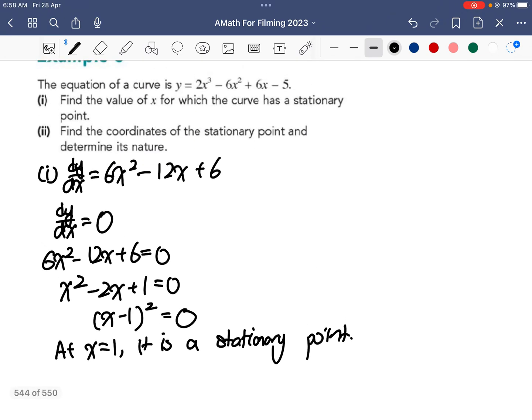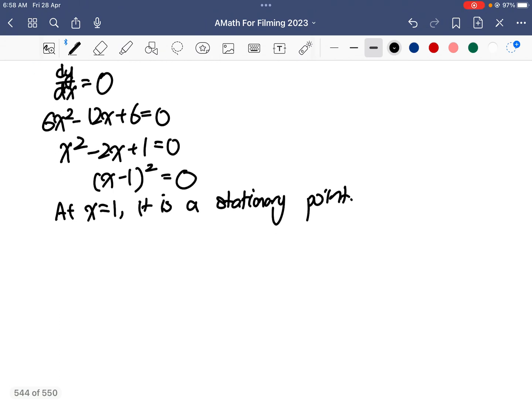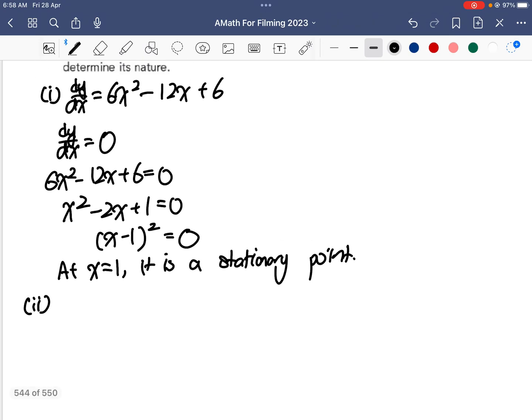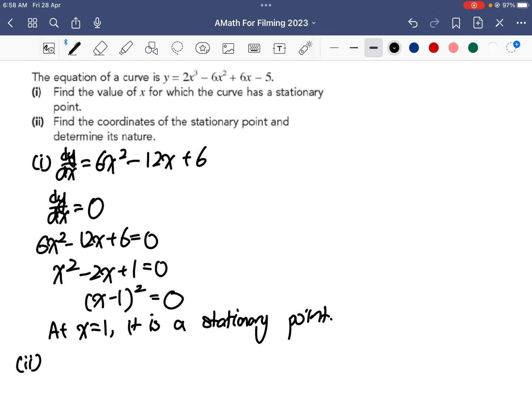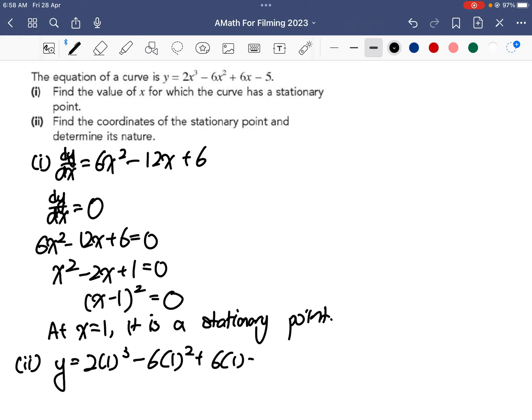Okay, now what I want to do is find the coordinates of the stationary point in part 2. So I need to substitute it into my original equation. For x equals 1, this is my equation here. So y is equal to 2, and hence my y value itself will give me -3.